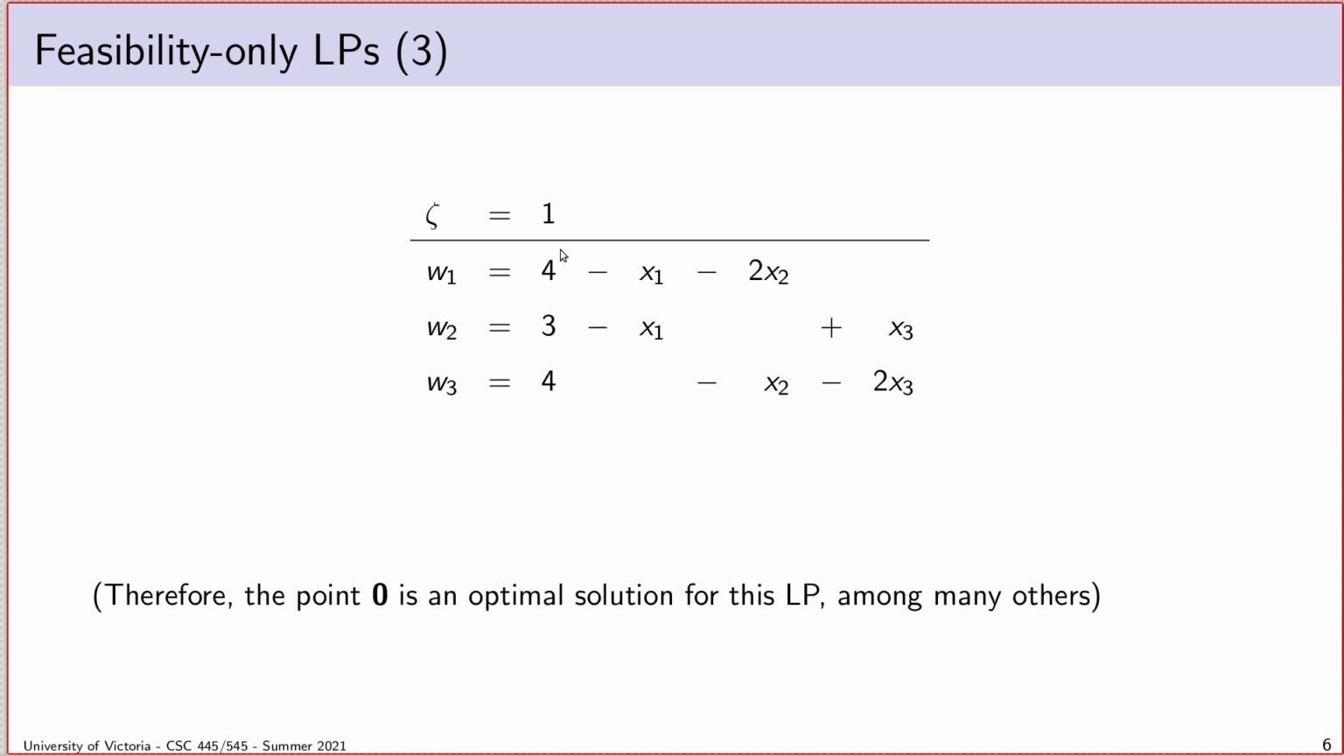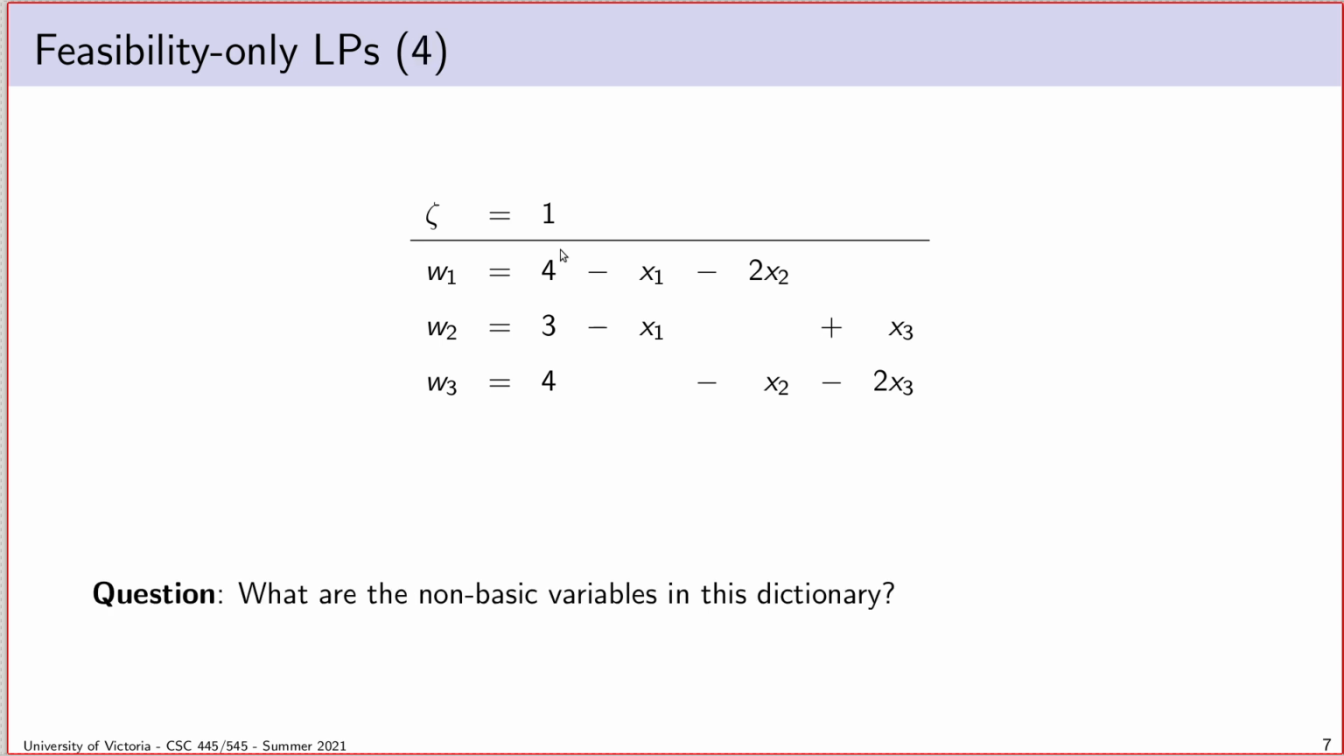So the all 0 vector is an optimal solution for this LP. In fact, any feasible point is an optimal solution for this LP. But that doesn't necessarily mean the LP is completely trivial, because for there to be a maximum, there has to be at least one feasible point. And we can elaborate a bit on this by making the LP a little bit more complicated.